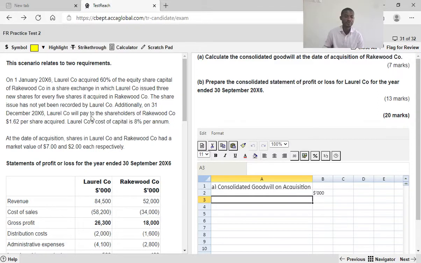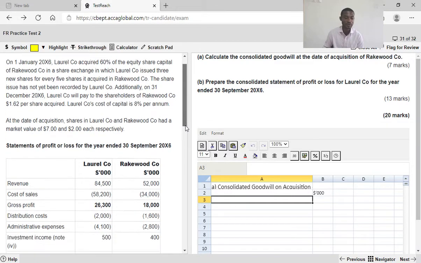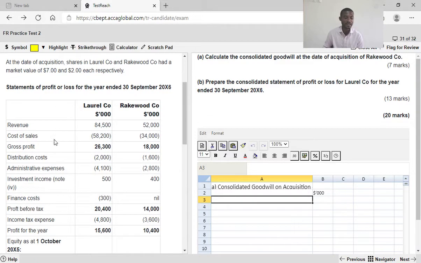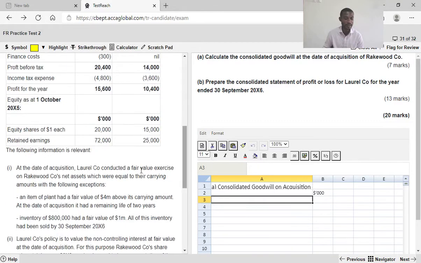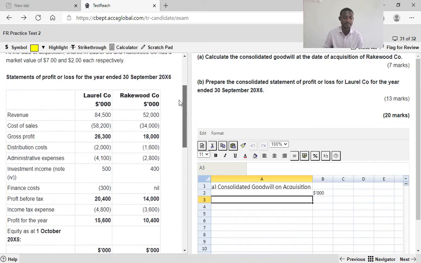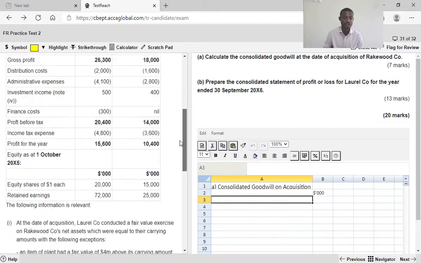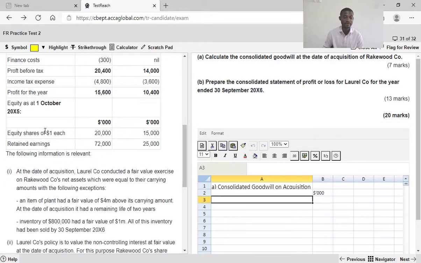Now let's put this information in the calculation. What it means is that we need the share capital of Rockwood. So we go down, and this is the P&L information: we have revenue, cost of sales, and so on. What I need here is the equity as at 1st October X5. The year ends 30th September X6, so we need the share capital from that date, and often the share capital will be the same. For Rockwood, it's 15 million.